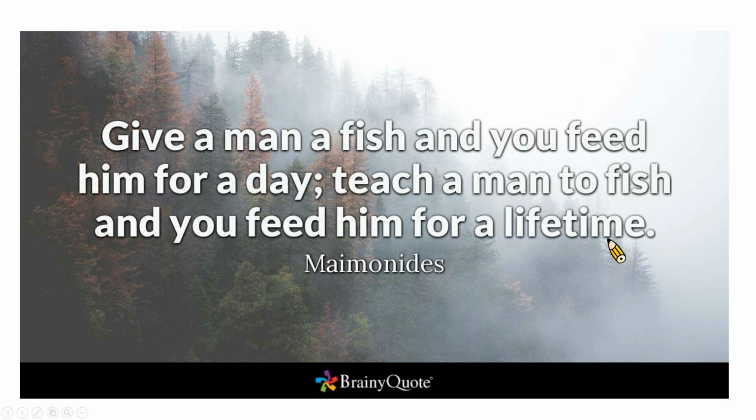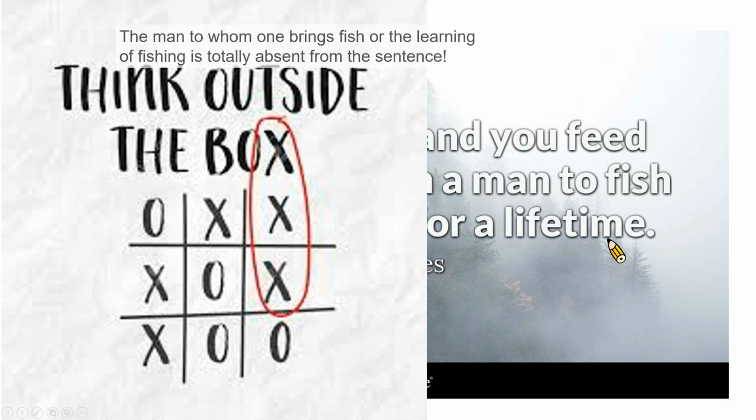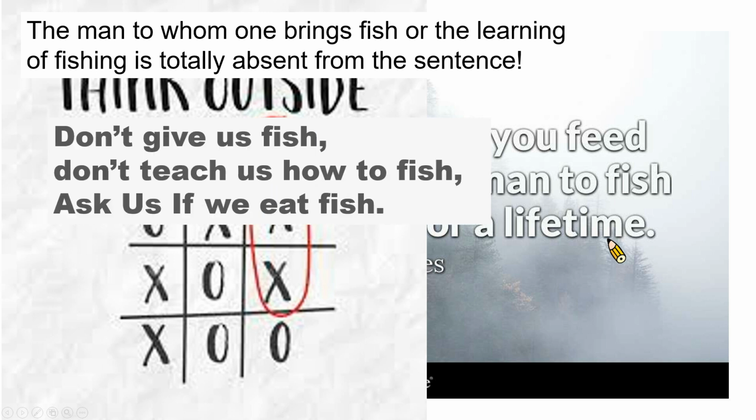So let's go back to the earlier quotation. Give a man a fish and you feed him for a day. Teach a man to fish and you feed him for a lifetime. In this quotation, let's think outside the box. What is missing is that the man to whom one brings fish, or the learner of fishing, is totally absent from the sentence. We have no idea about the man who received the fish or received the teaching. And so: don't give us fish, don't teach us how to fish, ask us if we eat fish.